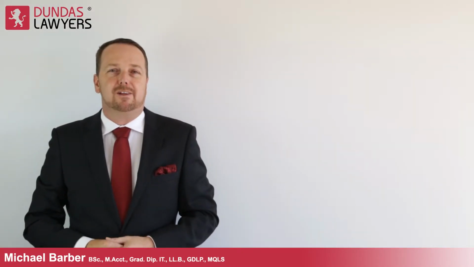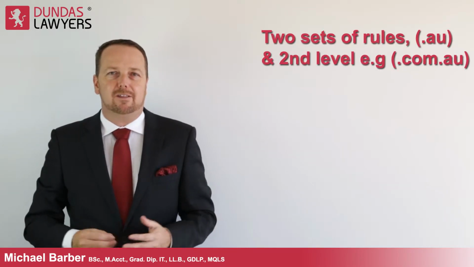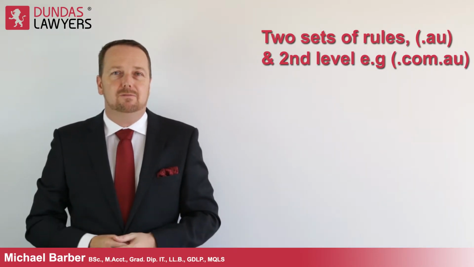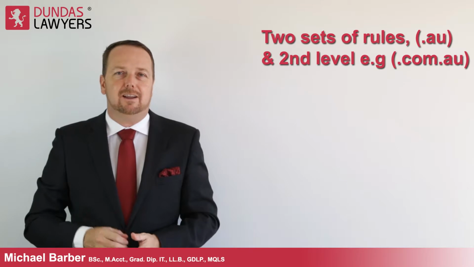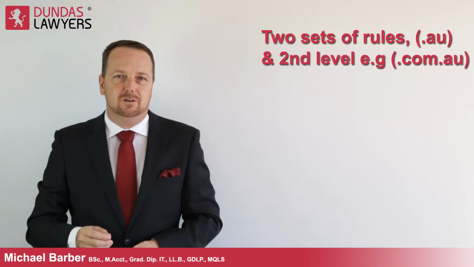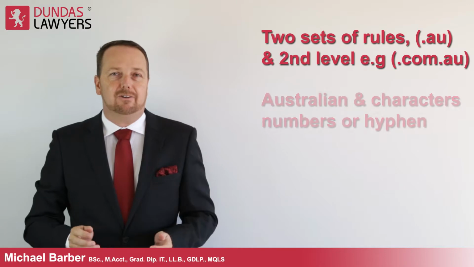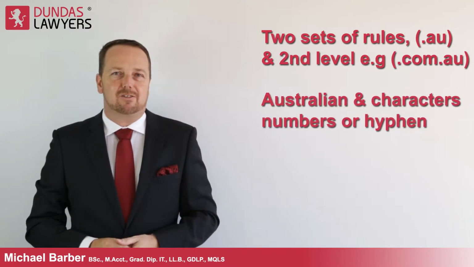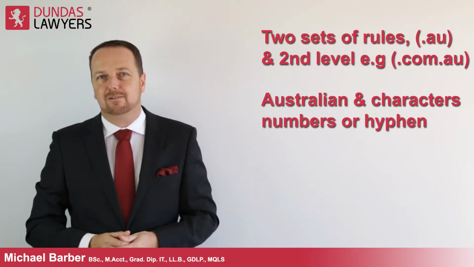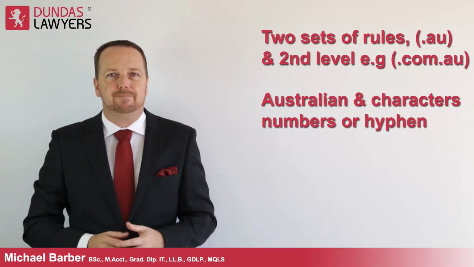The policy sets out the rules for the .au domain names. Essentially, there are two sets of rules, those that apply to the .au and those that apply to second-level domain names like .com.au or .org.au. The rules that apply to all .au domain names are essentially that the registrant has to be an Australian and the domain name must consist of at least two characters, being alphabetical, numerical, or a hyphen.